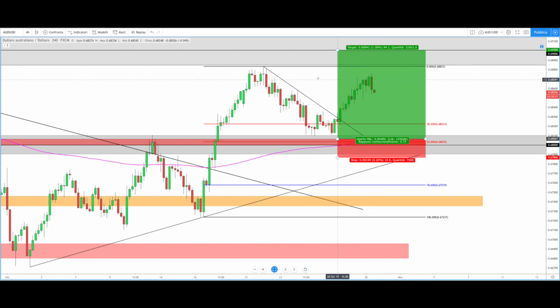But for me now, we need to look carefully at the price action, waiting for the FOMC minutes release this evening, because this news, as you know, brings a lot of volatility into the market and could give a big push to the upside or to the downside to all the pairs with the US dollar.